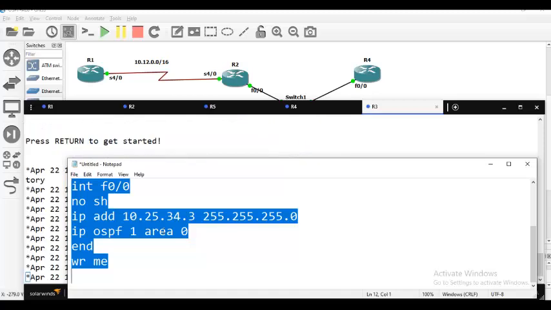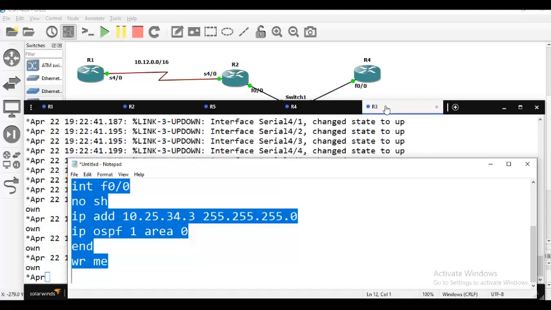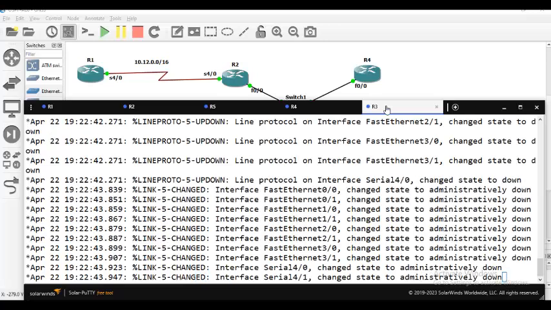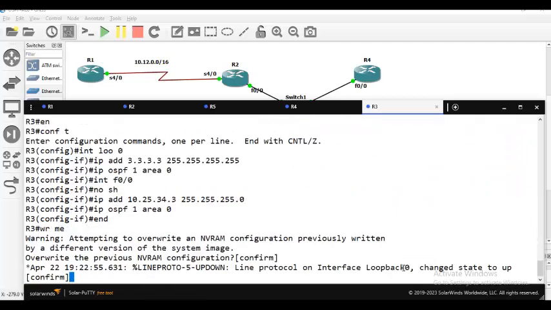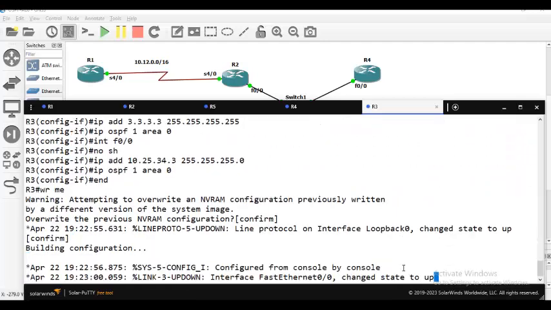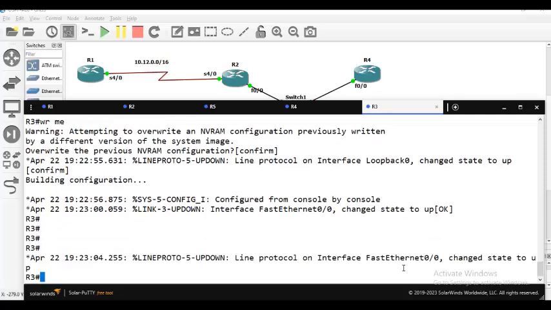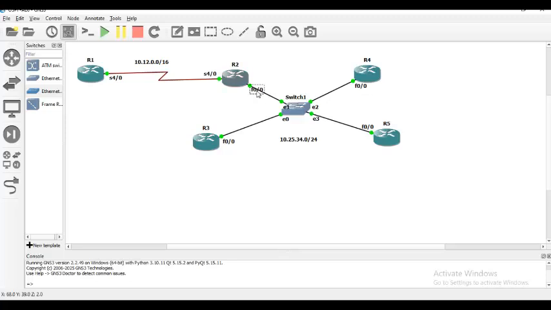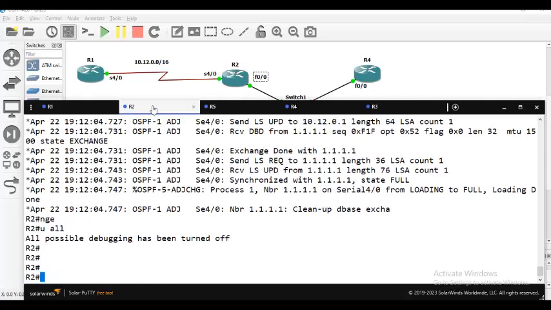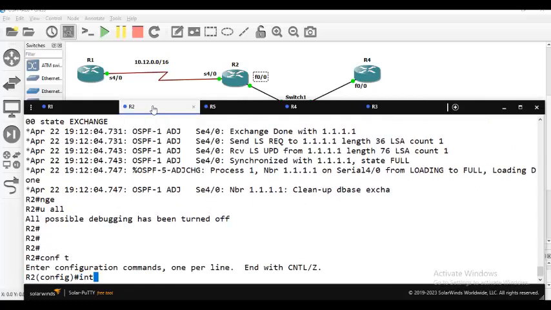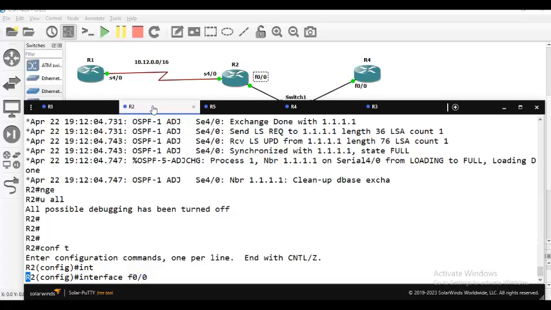Okay. Now router 2 has got another newly added interface where we need to run OSPF. So I'll go straight to router 2 and say interface F0/0, IP address 10.25.34.2, and IP OSPF.